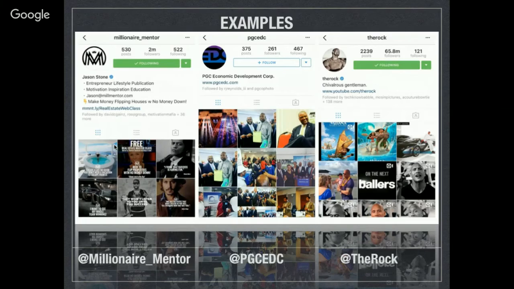In the middle, we have the Prince George's County Economic Development Corporation, or PGC EDC for short.